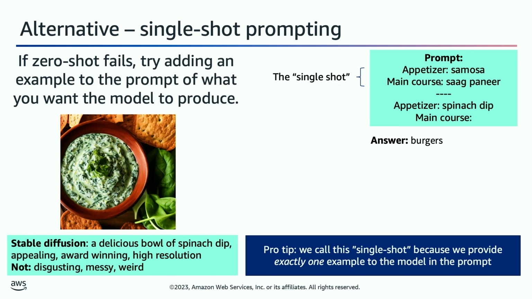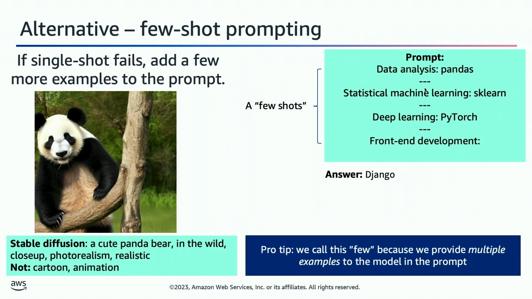So we have exactly one shot to the model. So that's single shot prompting. And then few shot prompting is where we'll add multiple examples to this. So in my prompt, I could say data analysis, pandas, statistical machine learning, sklearn, deep learning, PyTorch. You Python developers will know that this prompt is basically mapping something you need, a task, and then a Python open source toolkit, a Python package that you can use.